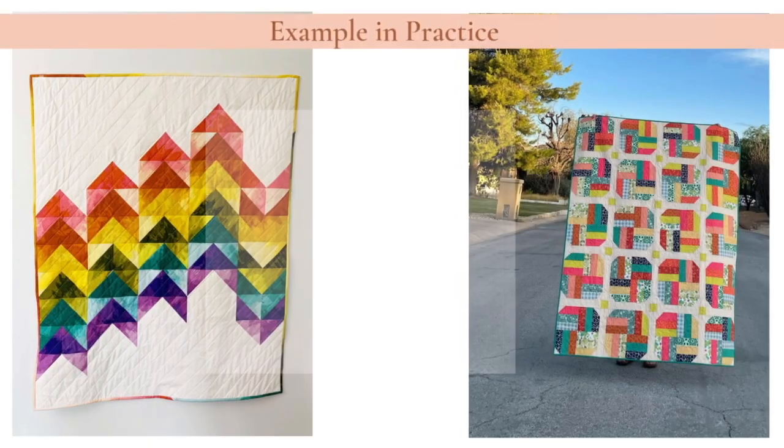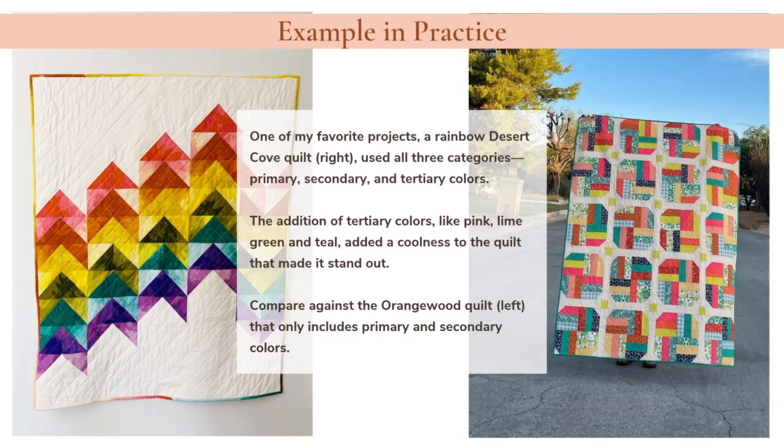So now let's take a look at an example in practice. Both of the quilts on this page use a rainbow fabric pull. One of my favorite quilts I've made, which is a rainbow Desert Cove, the one on the right, uses colors from all 3 categories. There's primary, secondary, and tertiary colors in there. So the addition of those tertiary colors, think the pink, the lime green, the teal, those add a coolness to this quilt that really help make it stand out.